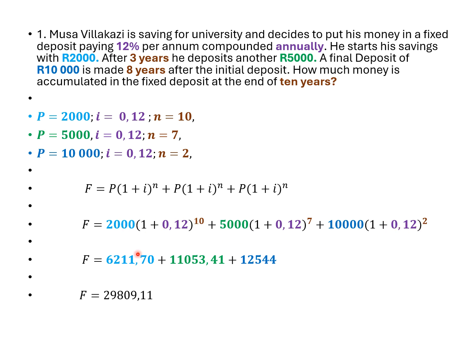If I do the first one, for the 2,000, you get 6,211 Rand 70 cents after 10 years. 5,000 gives me 11,053 Rand 41 cents. And the 10,000 gives 12,544. So if I add the 3 investments for that period, I get 29,809.11. Right, so remember, although this is all in one account, each one would be treated as an individual investment. Let's look at the next problem.